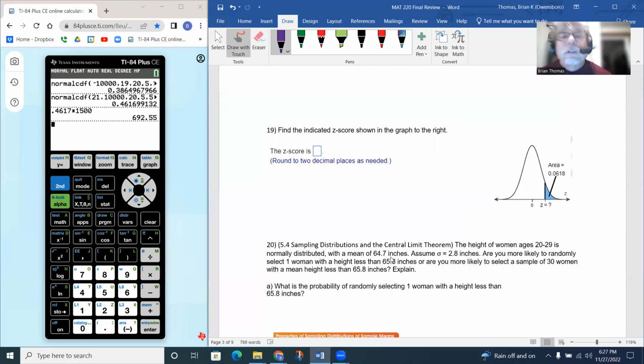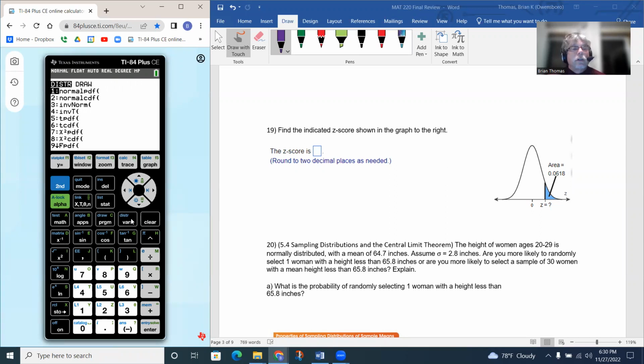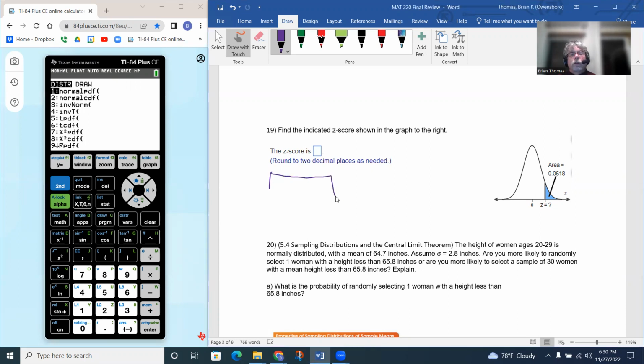So the next question says, find the indicated z-score in the graph shown to the right. So let's see what we can figure out here. So next question I want to do is question 19. Find the indicated z-score shown in the graph to the right. So notice how we have the area of the curve going to the right. So to find the z-score, I like to use the calculator again, not the tables. So if I had second distribution, remember to do the z-scores, we have to use the inverse normal. So that's number 3. So we use the inverse norm.